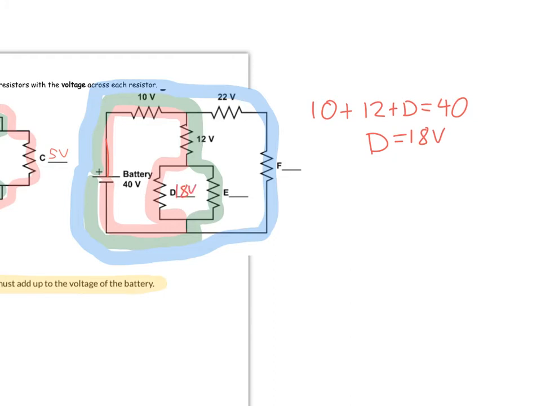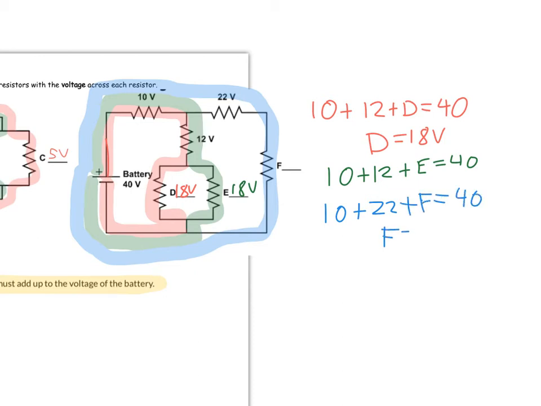I do know immediately now that E is also 18 volts, but I can set that one up again as well. Thinking about this pathway, we have the 10, the 12, and then E. If we add those up, 10 plus 12 plus E must also equal 40, so we would find that E is also 18 volts, but they're in parallel, so I knew that ahead of time. And then lastly, the blue outer pathway, we have the 10, we have the 22, and then resistor F. That needs to add up to 40, so 10 and 22 and F must equal 40, which means that F is going to be 8 volts.